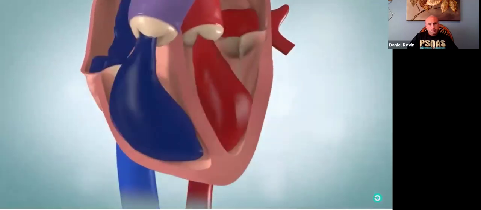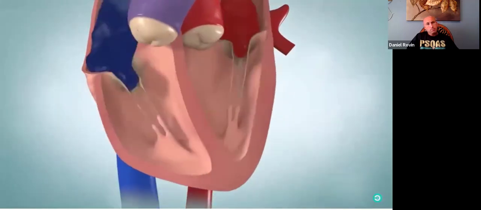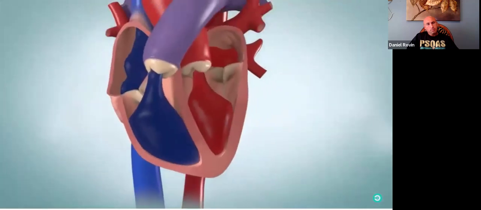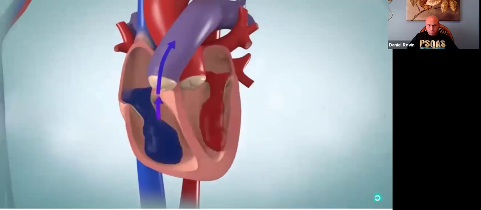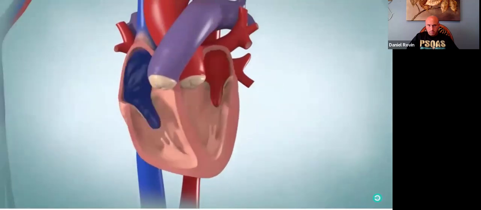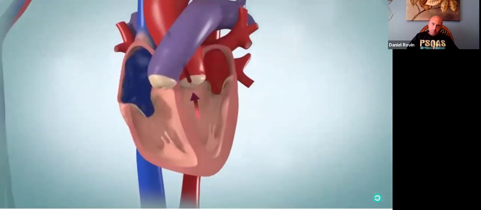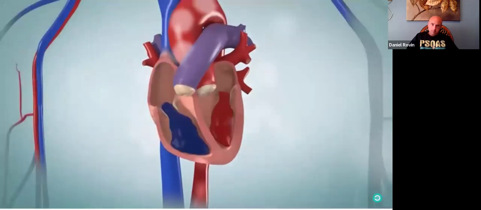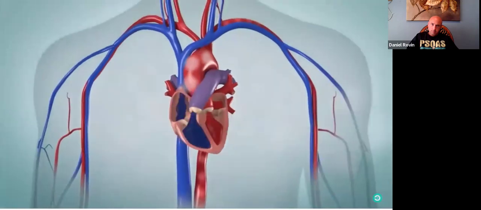Once the ventricles are filled, the valves close. The muscles in the ventricles then contract, which forces open the pulmonic valve and the aortic valve. Blood coming out of the right ventricle goes to your lungs. Blood coming out of the left ventricle goes into the aorta and then to the arteries where it is distributed to all parts of your body.